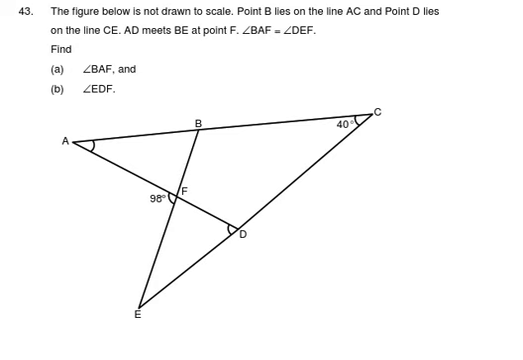Okay. Next question. The figure below is not drawn to scale. Point B lies on the line AC. So you can see where is the line AC. The line AC is here. And point D lies on the line CE. AD meets BE at point F. And you know two angles are the same. BAF is equals to DEF.